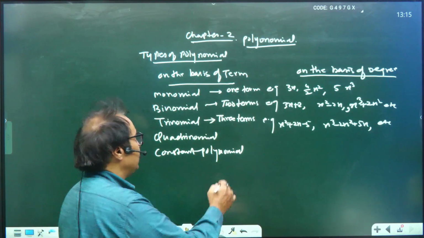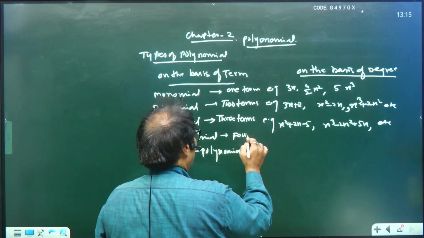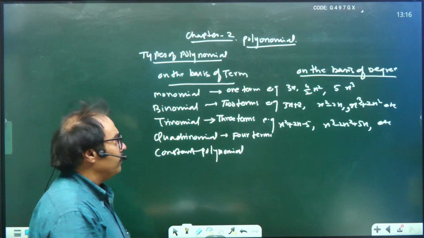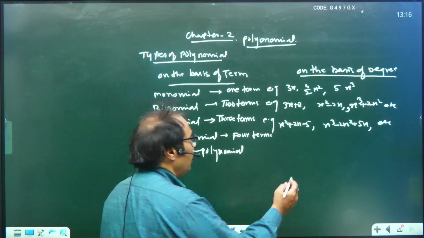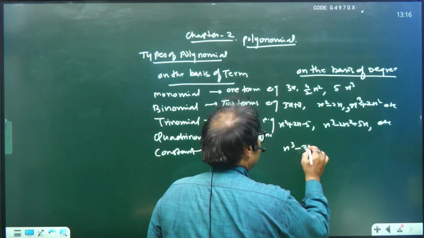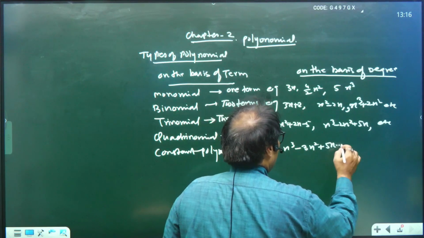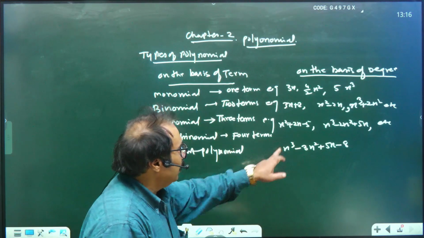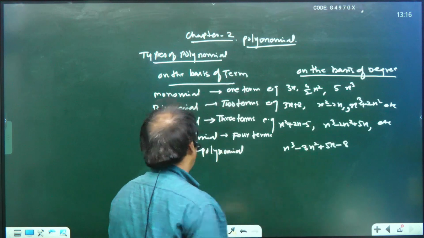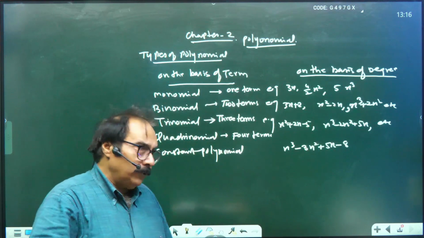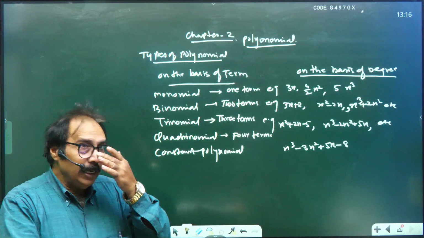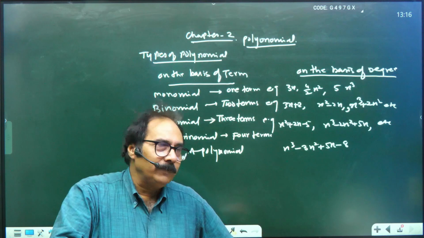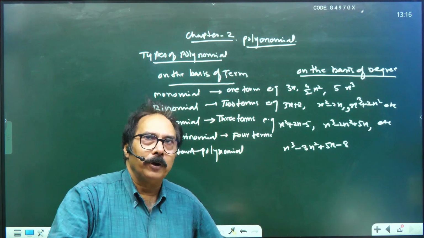And quadrinomial means how many terms? Four terms. Quad means four. So quadrinomial means an algebraic expression having four terms. For example, x cube minus 3x square plus 5x minus 8. This is a quadrinomial because it has four terms: one term, second term, third term, and fourth term. Now, a question may arise in your mind: an algebraic expression having five terms, six terms, or more than seven terms, what will we call it? We will call it simply a polynomial.